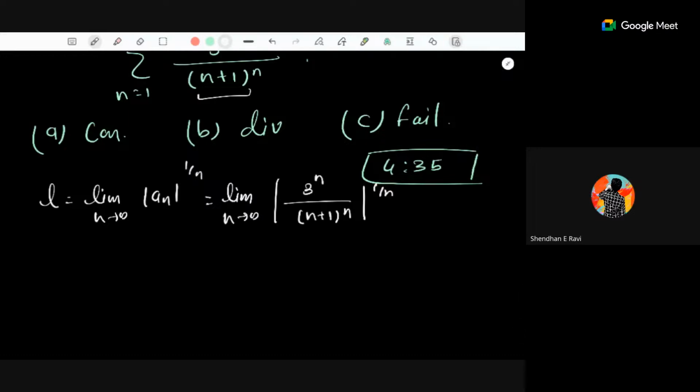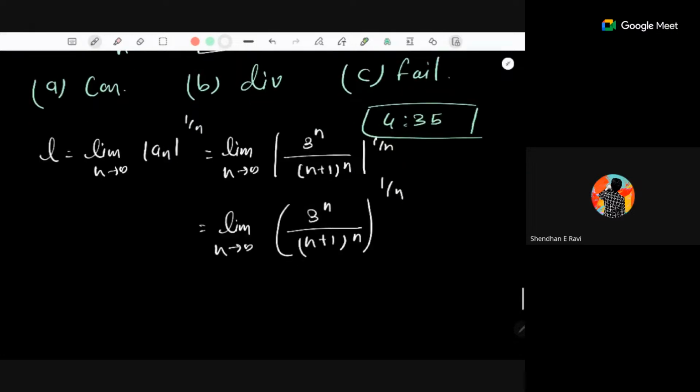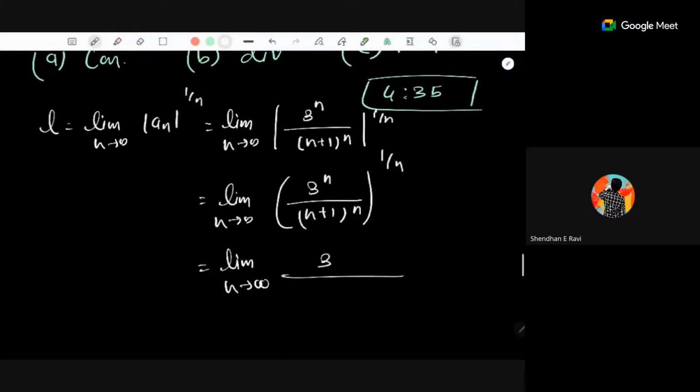3 to the power n will be positive since n belongs to natural numbers, and n plus 1 to the power n was also positive. So this modulus is nothing but the limit as n goes to infinity of (3 to the power n upon n plus 1 to the power n) to the whole power 1 by n. If we take the nth root of both numerator and denominator, we get the limit as n goes to infinity of (3 to the power n) to the power 1 by n, which is nothing but 3, upon (n plus 1 to the power n) to the whole power 1 by n, which is nothing but n plus 1.